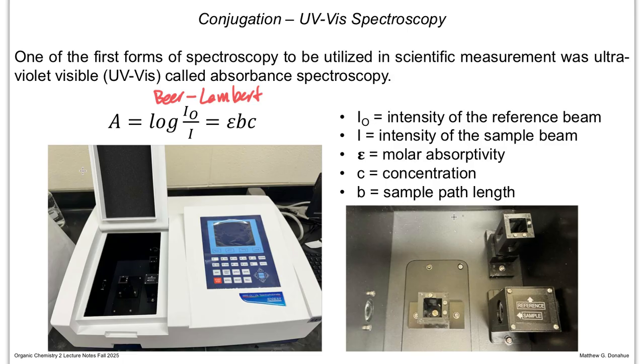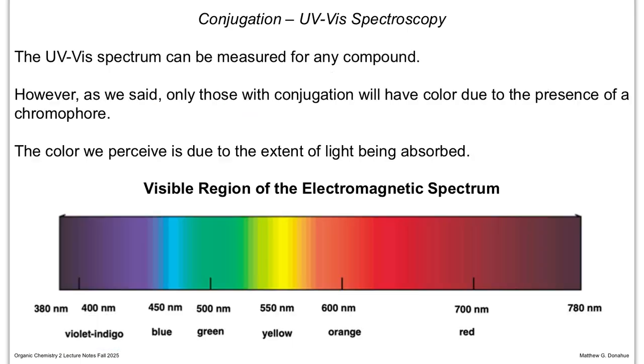So the main term in here that's kind of important is epsilon, which is the molar absorptivity. That's kind of the quantity at which a substance can absorb light. How much can it take in, and what's the response or output of the signal? So let's run through these relationships again. I'll start putting some compounds on the slides, and then we'll talk about why things are colored.